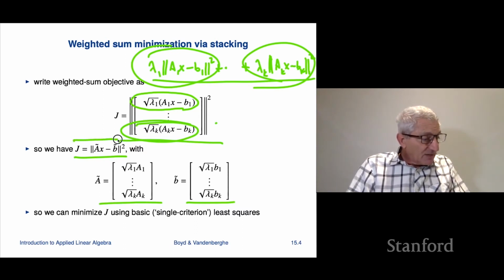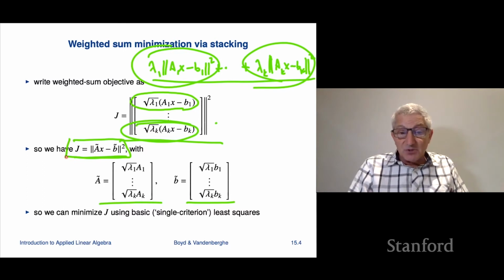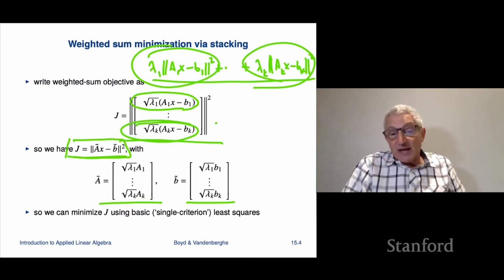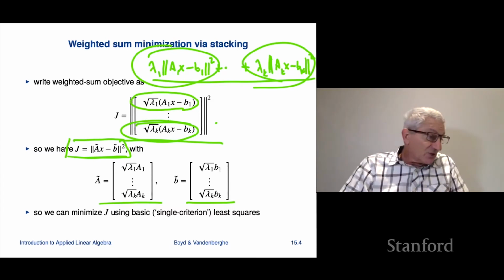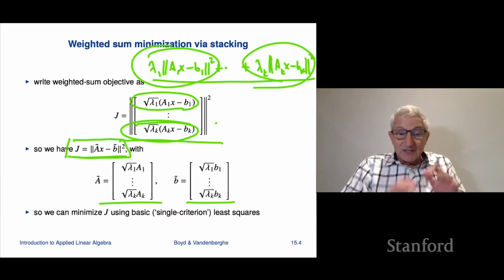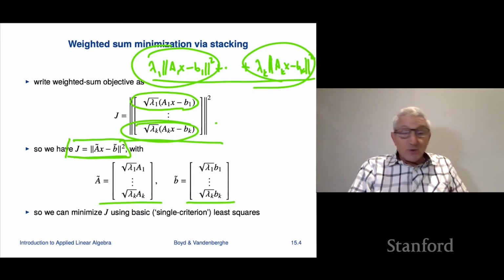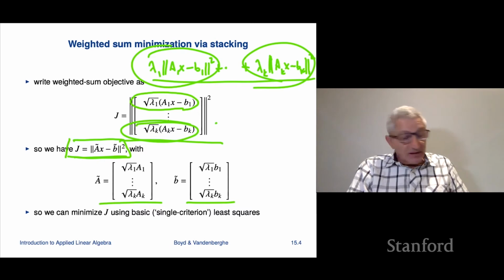Well, but look, if I walk up down the street and I say, please minimize this, you know how to do that. You've known that for two chapters now. And the solution is just A tilde transpose A tilde, quantity inverse, A tilde transpose b, period. That's assuming that the columns of A tilde are linearly independent, which we're going to. So what this means is we've reduced this weighted sum minimization problem to a completely standard least squares problem, and we know how to do it.